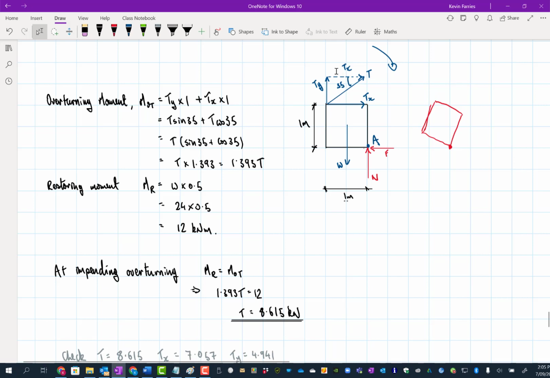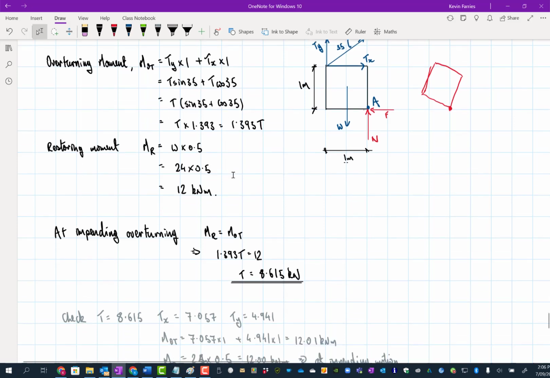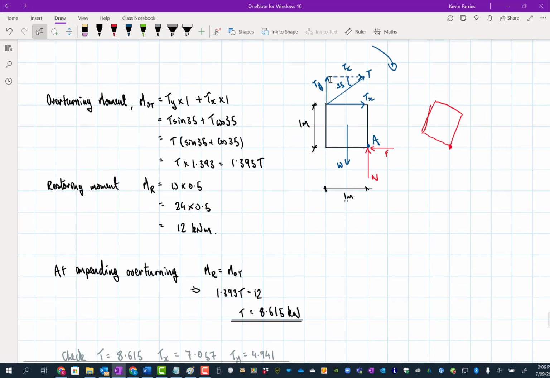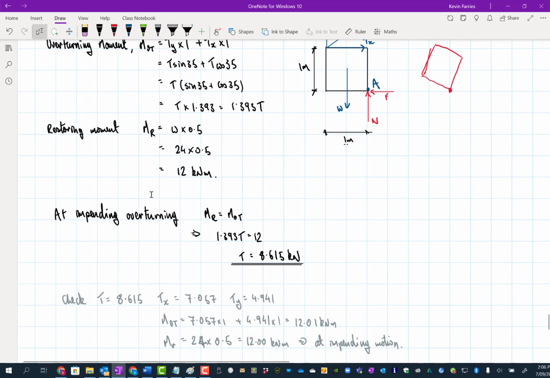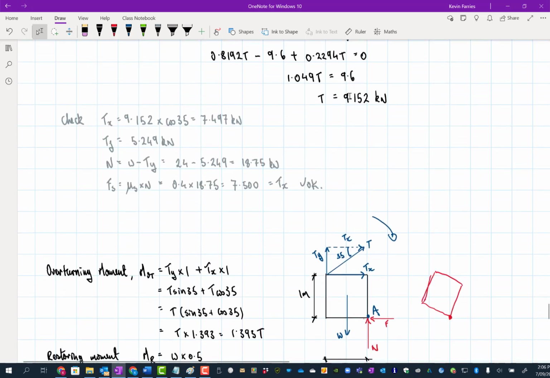But we've basically done the same thing. We split this up into its components and expressed those components in terms of T so that we reduce the number of variables, just using our trig. Then we figured out our overturning moment by multiplying each of these by their lever arms. You do have to be careful about direction. If one of them was in the opposite direction, you'd add it on to the other equation, so it would be a restoring moment instead of an overturning moment. When it's close to overturning, the restoring moment will be equal to the overturning moment. We used that to figure out the tension in the cable at that point, and we found that it was a bit less than the tension that would be required to cause it to slip.